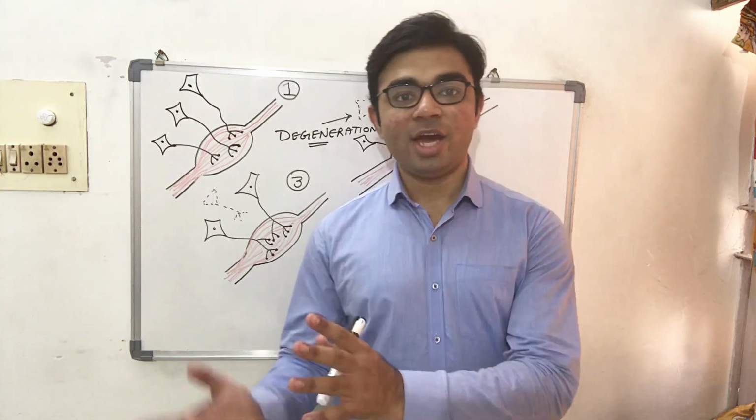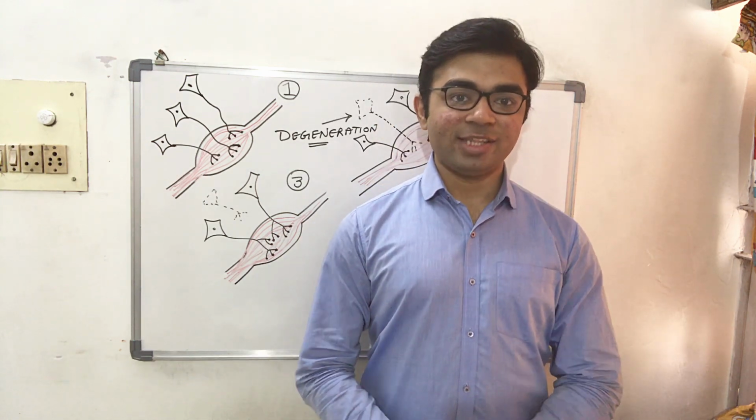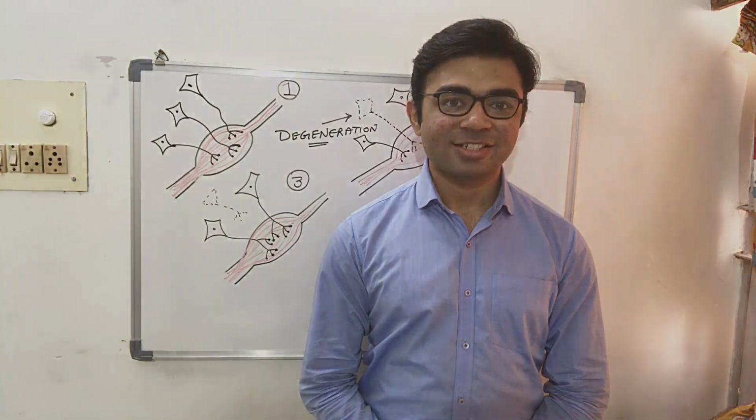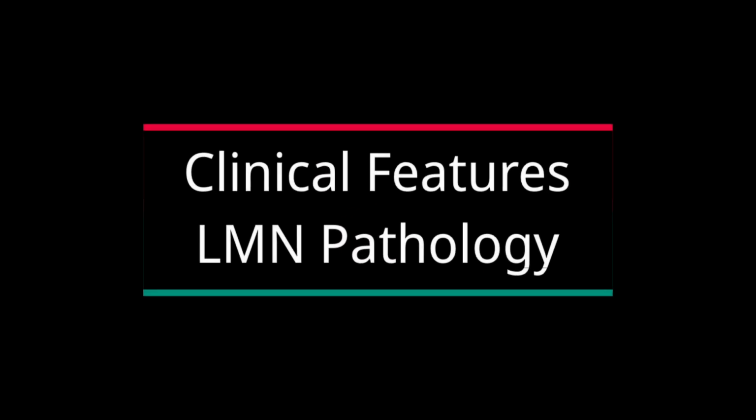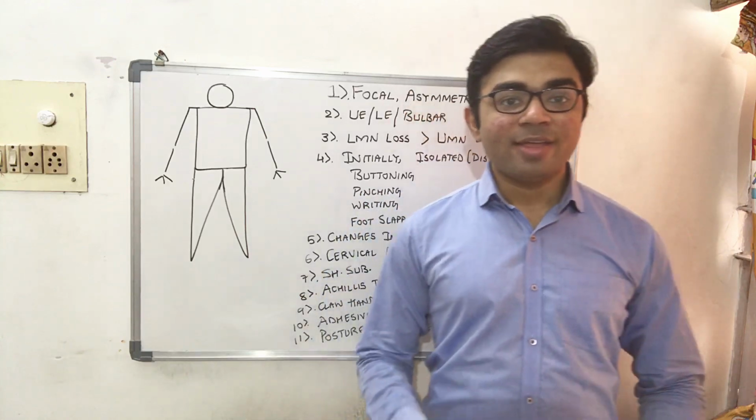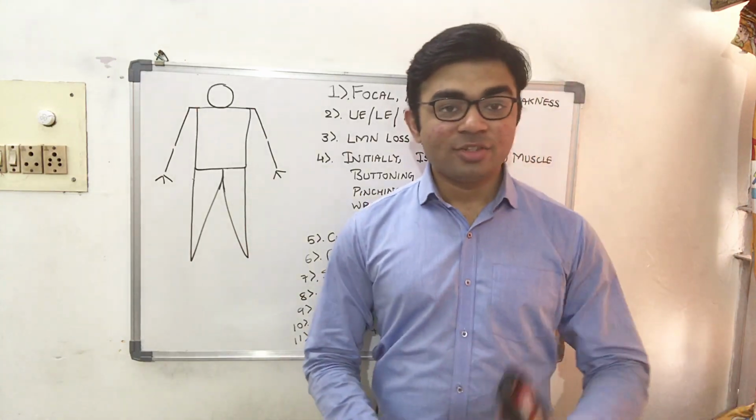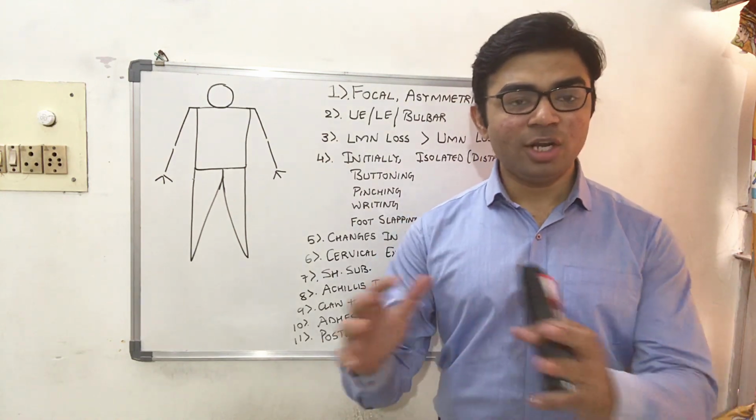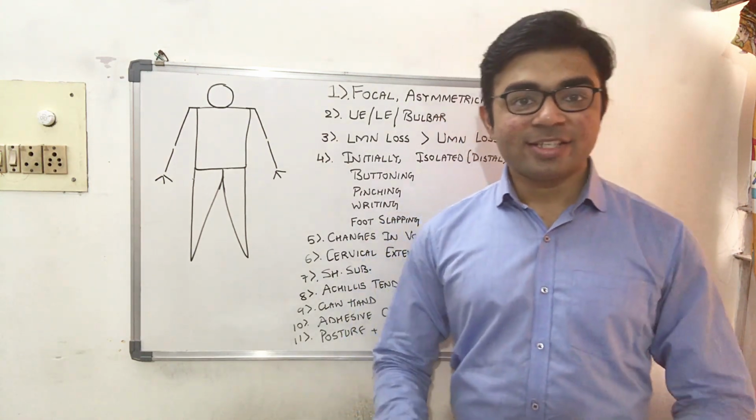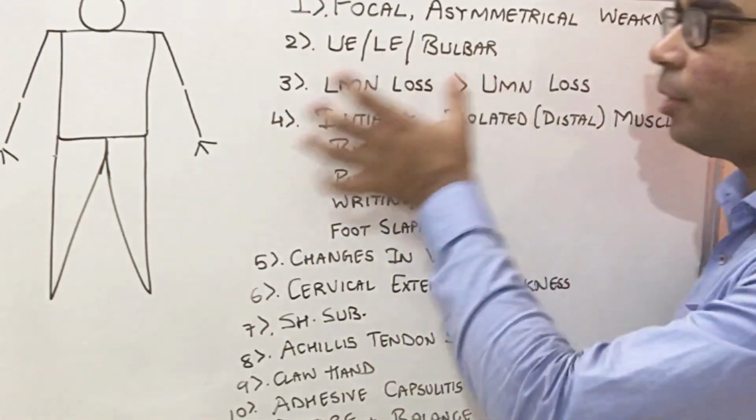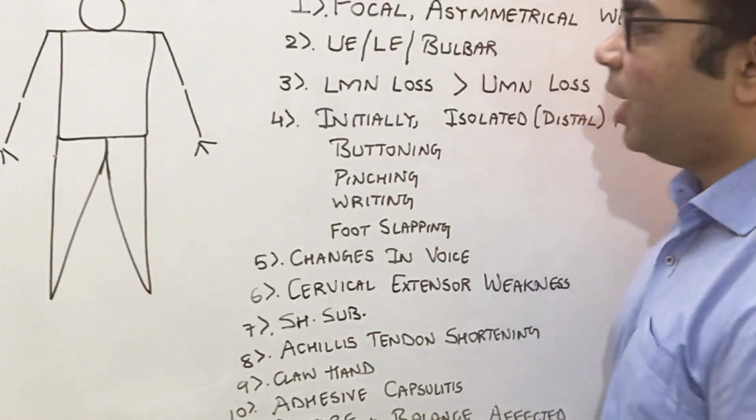Now let us shift to the clinical features of amyotrophic lateral sclerosis. Let us focus on the clinical features due to the lower motor neuron pathology. As you can see, there are multiple clinical features. The first is focal or asymmetrical weakness. Second, upper extremity, lower extremity or bulbar muscle weakness can be seen.